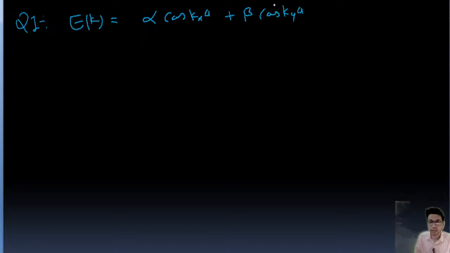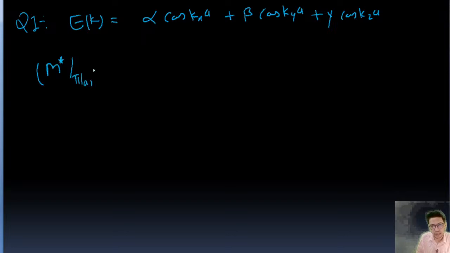We have been given the dispersion relation E(k) = alpha cos kxa + beta cos kya + gamma cos kza. This is the dispersion relation given, and we have to find the effective mass m star at (pi/a, pi/a, pi/a).